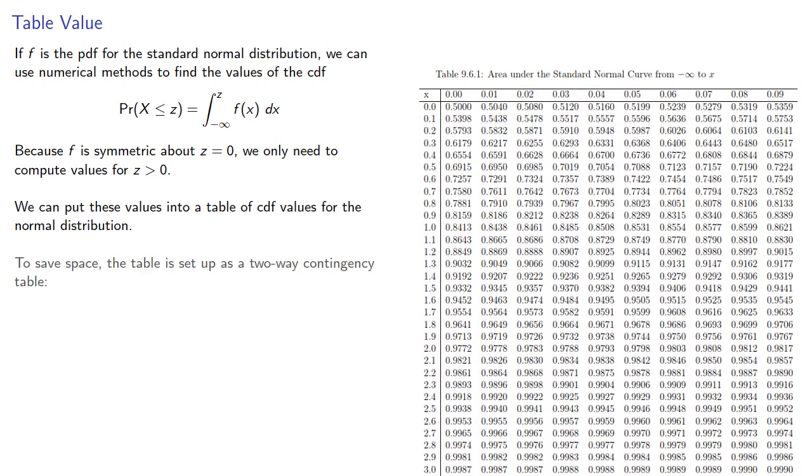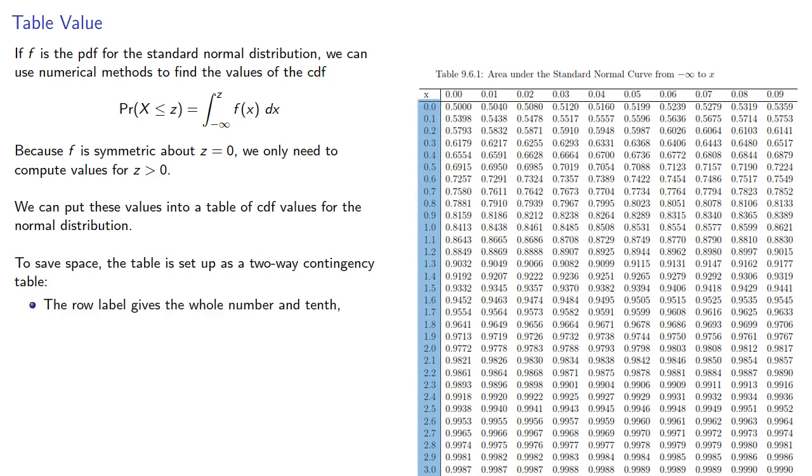To save space, the table is set up as a two-way contingency table. Typically, the row labels give the whole number and tenths, and the column labels give the hundredths.